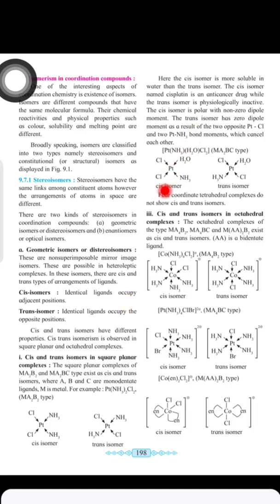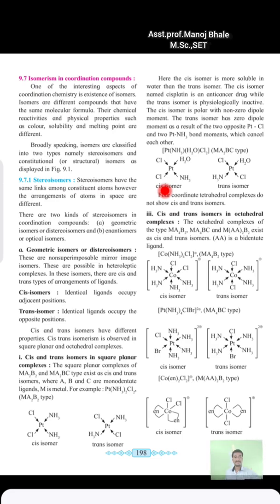Okay, in the last lecture we saw isomerism in coordination compounds. Coordination compounds show isomerism, and there are different types of isomerism. There are two types: one is stereoisomerism, and the other is constitutional isomerism.